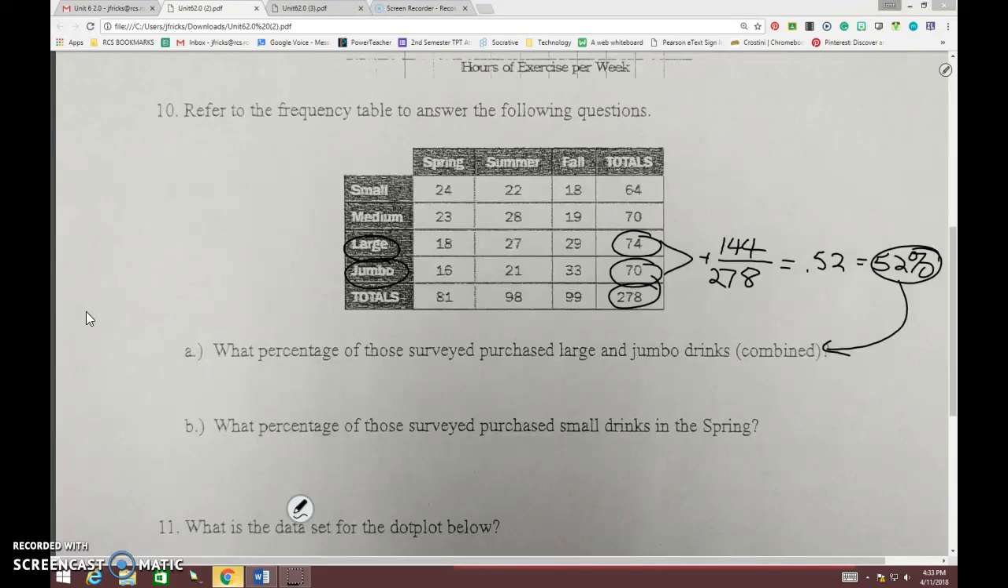Part B says what percentage of those surveyed. Now notice how it says those surveyed. That's out of everyone. It said the same thing here. That's how I know I need to use 278. Purchase small drinks in the spring. So small drinks in the spring, that would be 24.